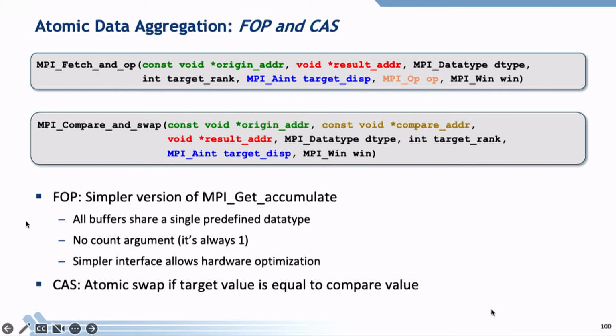Well, there's a target rank and a target displacement, but what's missing? There's no count. Yeah, there's no count. There is a single data type. There isn't a data type for each one. So this does a single element of one data type. It's a get accumulate, but specialized to a count of 1 and the same data type everywhere.